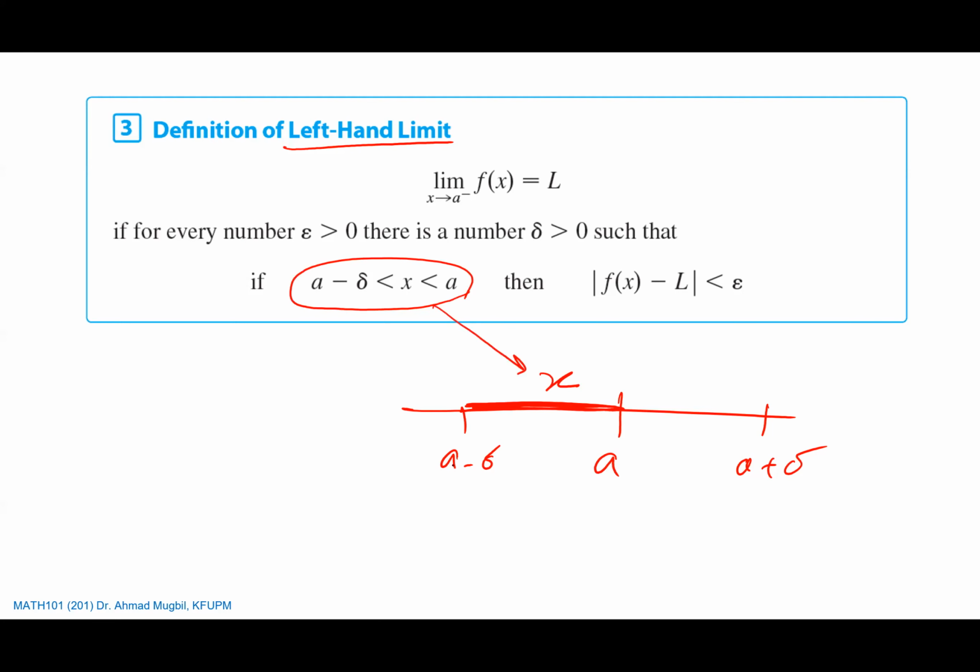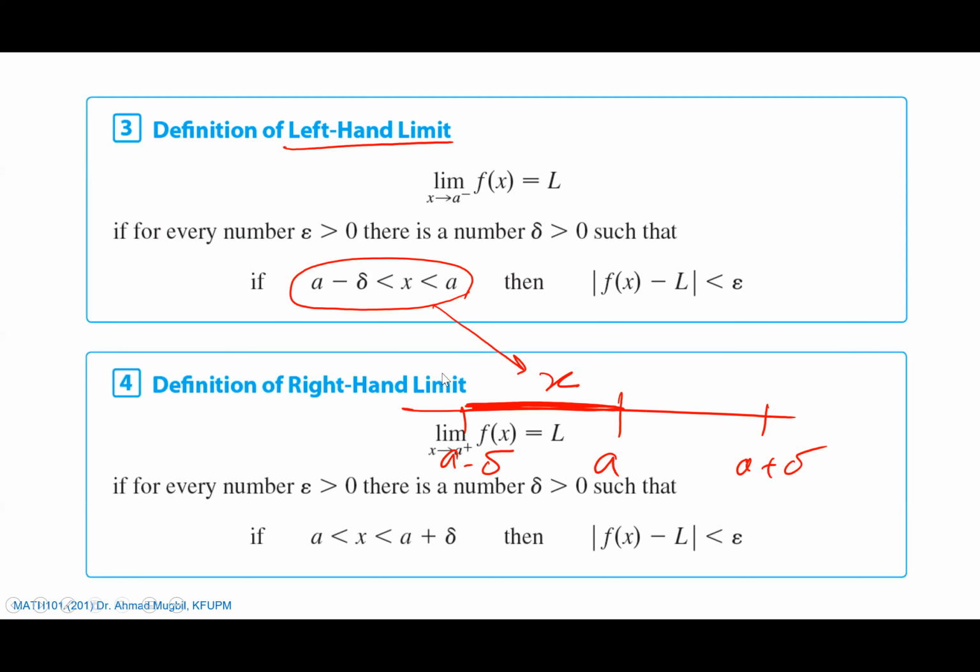X will be between A and A minus delta. If we have a right hand limit, our X will be between A and A plus delta. So there is no absolute value. In general, it is like this, Shabab. But when it is a right limit, it is this way. When it is a left limit, it is this way. You will focus on one branch only. We will have an example about that. I will show you.